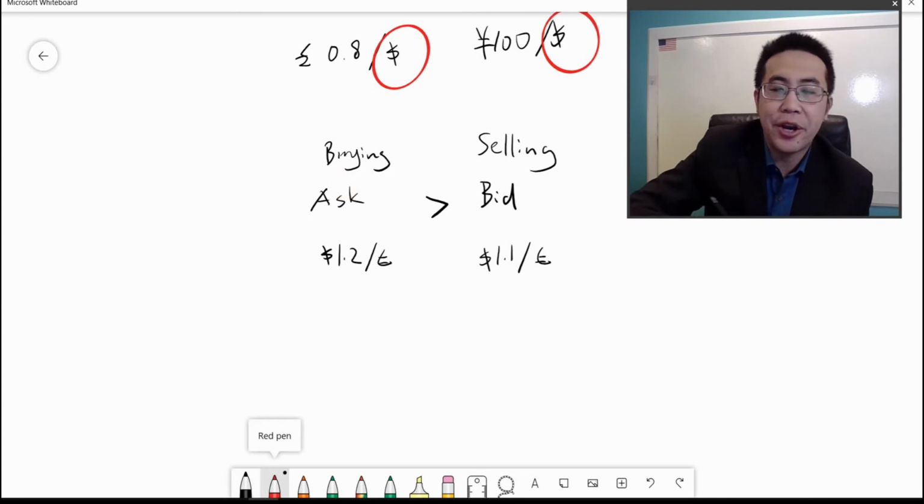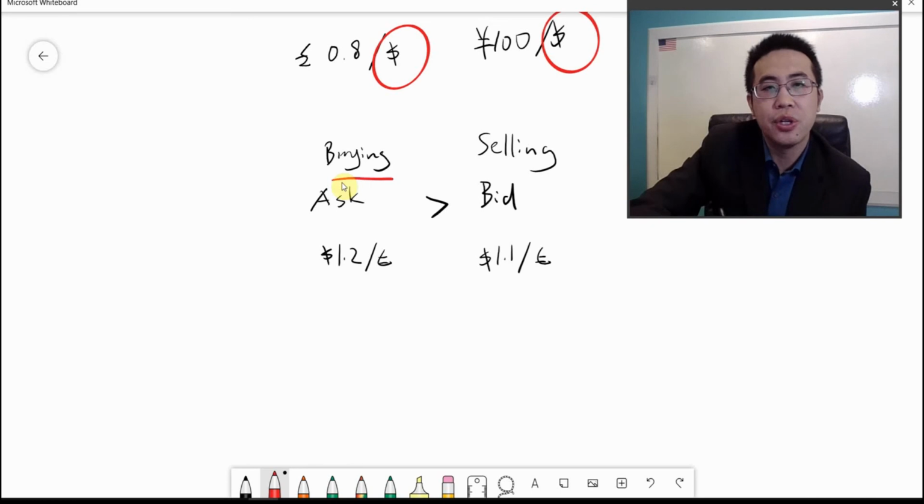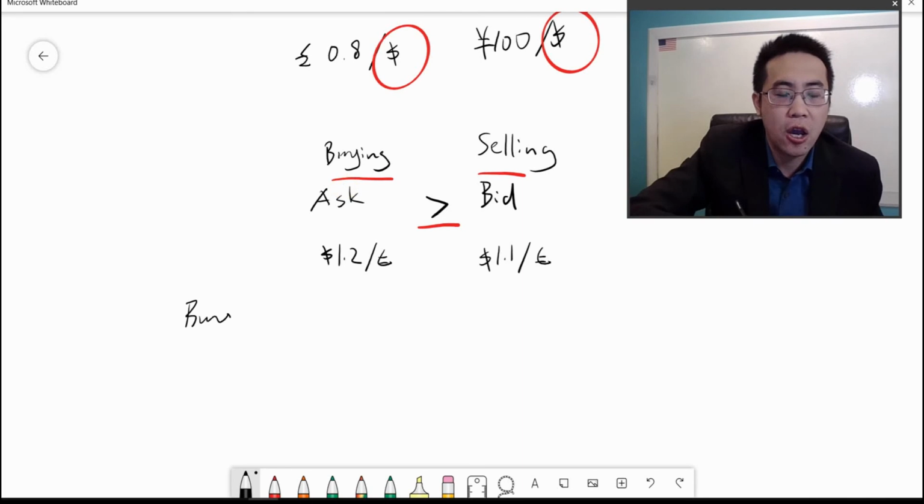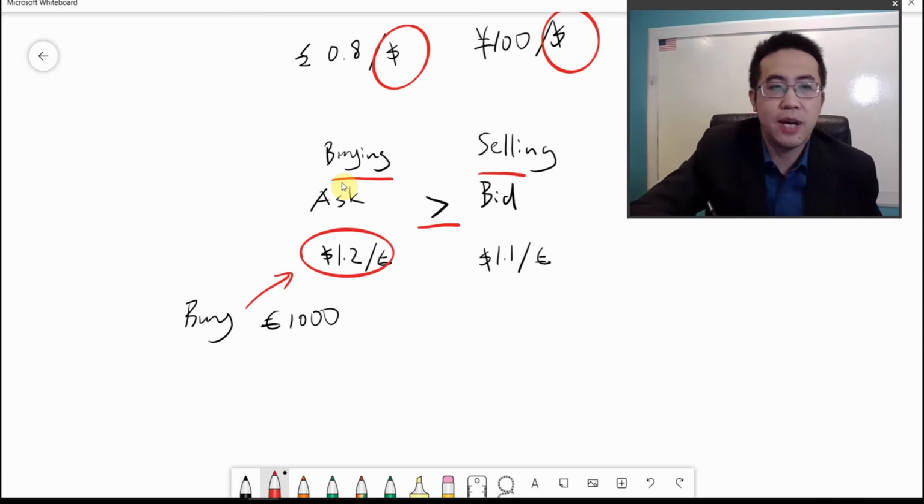Okay, so no matter if you are using direct quote or indirect quote, American terms or European terms, ask is always greater than bid. So what does that mean? If I want to buy some euros right away, let's say my goal is to buy 1,000 euros, then I will go for this ask price, because ask price is about buying. Then how many dollars do I get? Then I will get 1,200 US dollars.